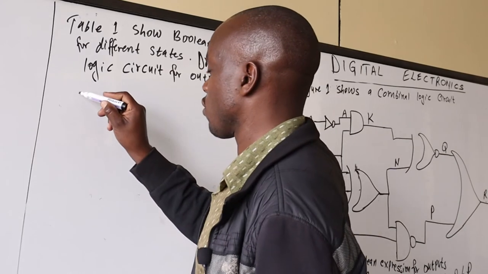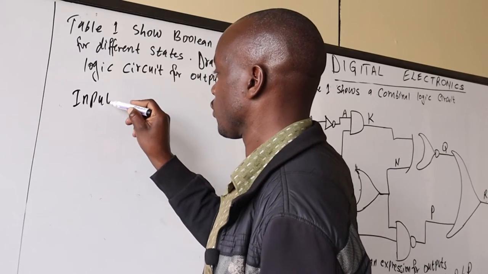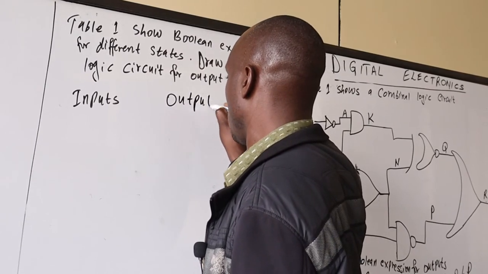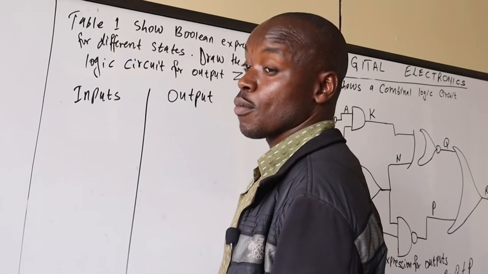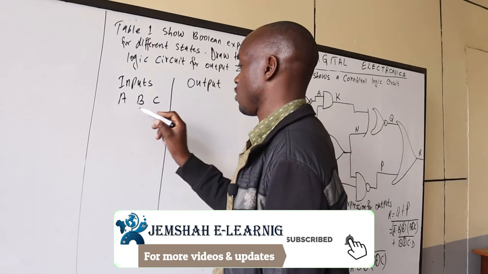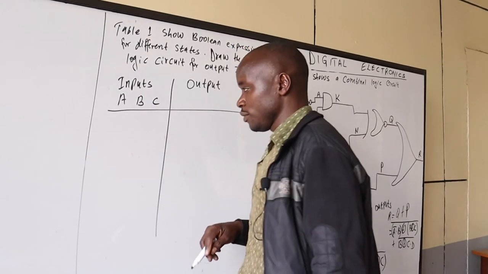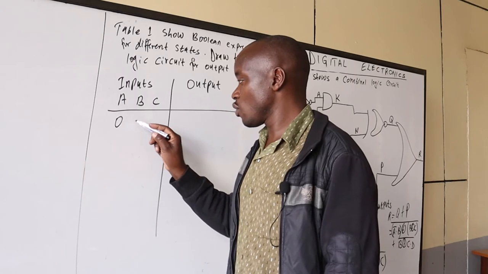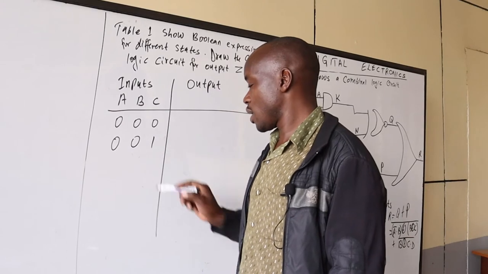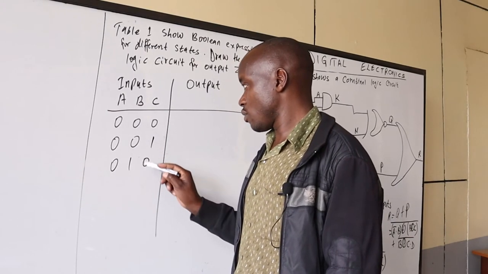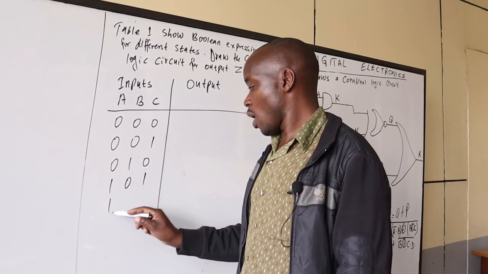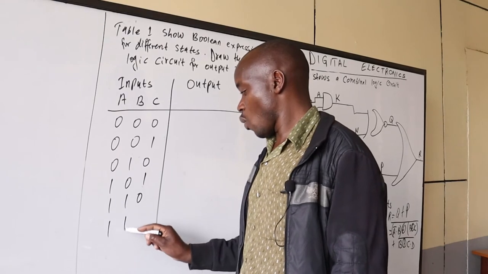So we have the inputs. I just want three. We have the inputs, and then we have the outputs at each state. I have used three for now, so that it doesn't complicate matters. So we can have inputs A, B, and C. So we have outputs differently: 0 0 0 0 1 0 1 0 1 0 1 1 0 1 1 1.